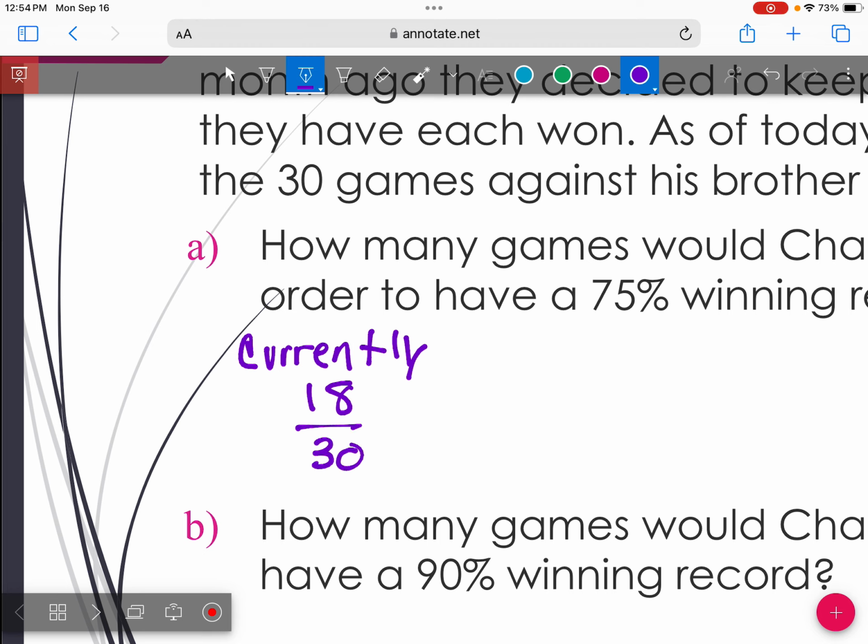Is it? So currently we're at 18 over 30. What do we get for that decimally? 0.6. Careful. Is it 0.6 as a decimal? 0.6?